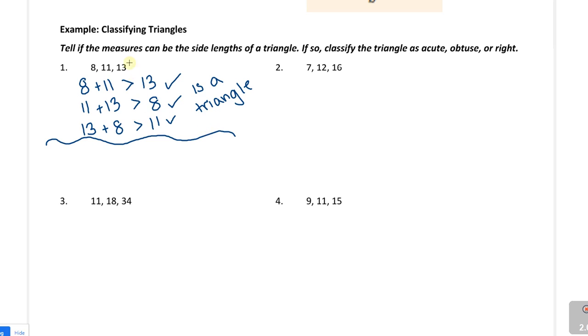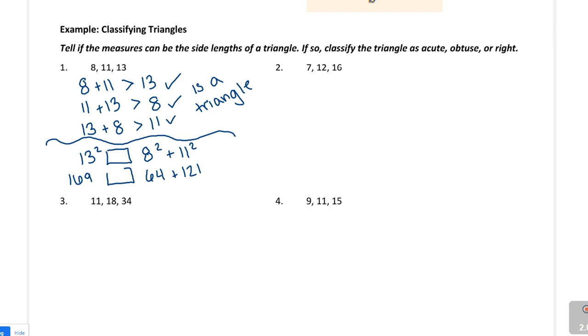We're going to take the longest length out of 8, 11, and 13. We're going to square it, and then that has to be either equal, greater than, or less than, and we don't know the symbol yet. Then we're going to take our two legs, so 8 squared, and add it to 11 squared. 8 squared is 64. And then 11 squared is 121. And then let's do 13 squared. 169.